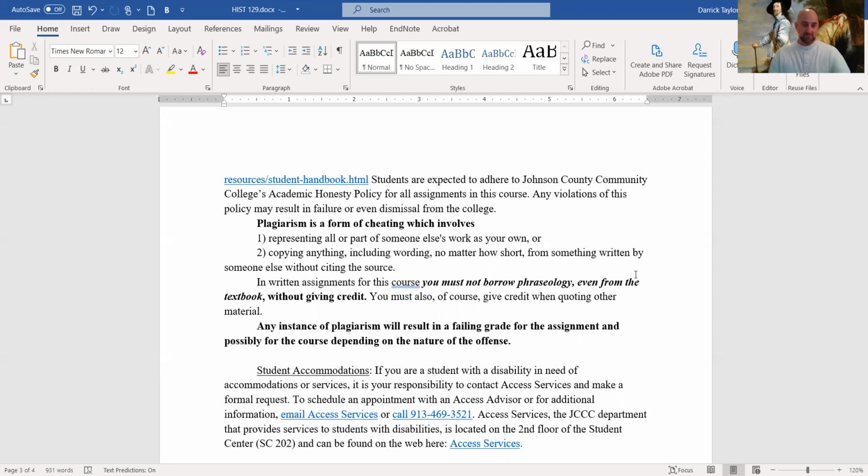And so again, more specifically, you must not borrow phraseology even from the textbook without giving credit. You can paraphrase, but you have to put it in your own words. You need to change most of the phrasing. A few words are the same, but common words. And give credit when you're putting in the material.